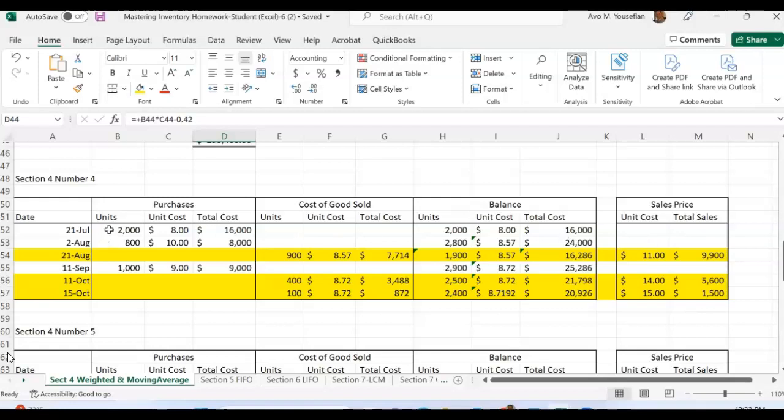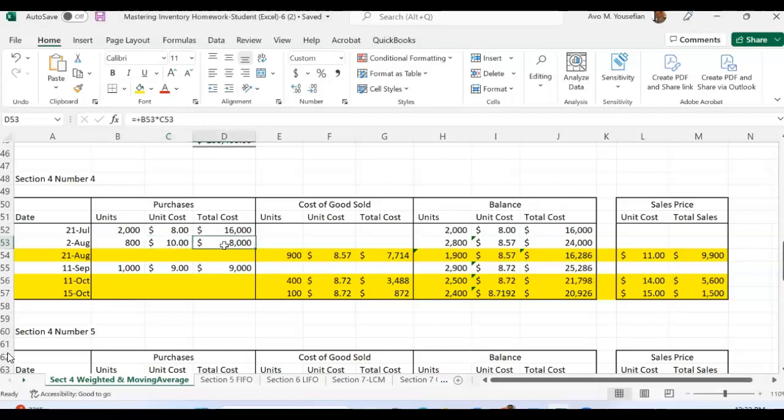Okay, so here are the purchases. We purchased 2,000 units, and this is a brand new company, so there is no beginning, okay? So we purchased 2,000 units at $8, right? And that's the cost. You see the formula? So what's the balance right now? Zero balance plus now 2,000 at $8, and that's $16,000 cost. Then on August 2nd, we purchased again 800 units at $10 each.